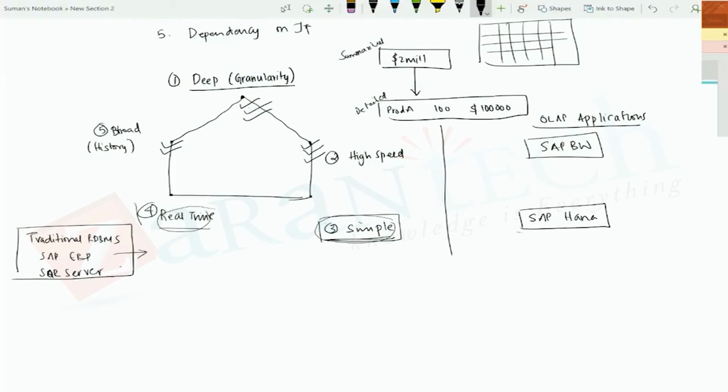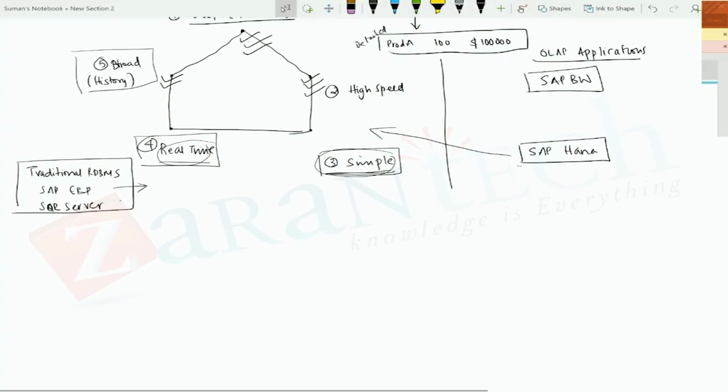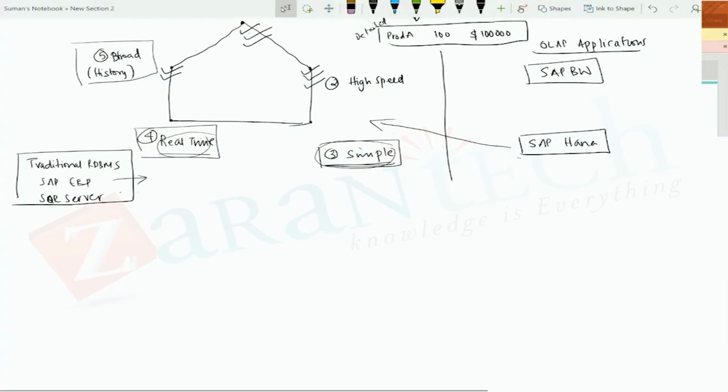Real-time application. SAP HANA is very capable of handling real-time information and broad information, historical data. So what happened with SAP HANA is it is now able to satisfy all the challenges that used to be a big concern for organizations. So now we have understood at a very high level, right? We have still not gone into the details of what SAP HANA is all about, but I'm just giving you a flavor of how SAP evolved.